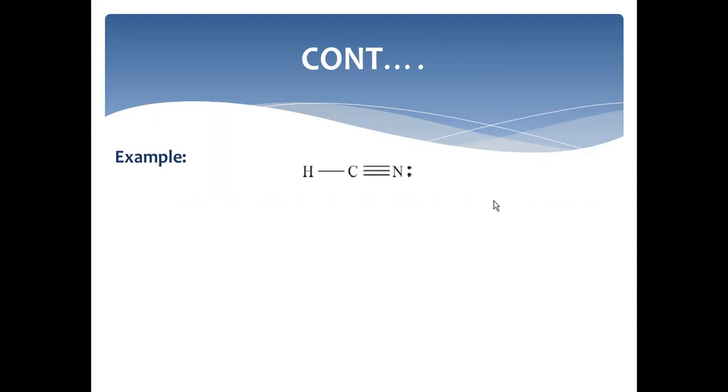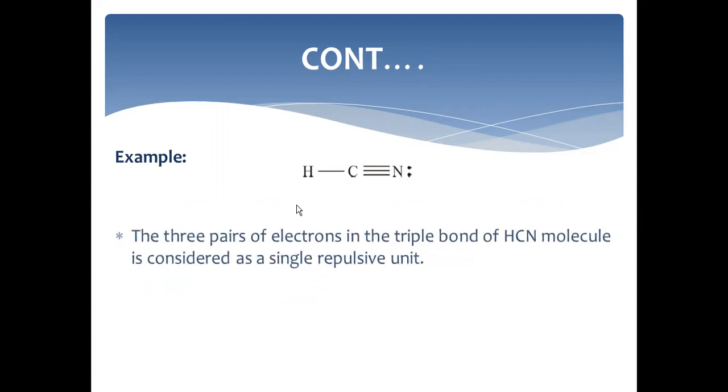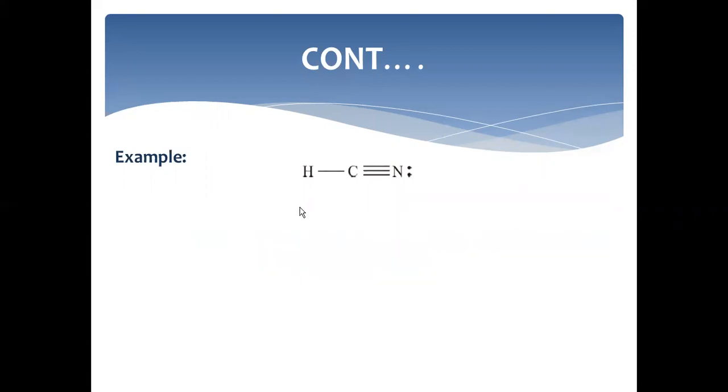Take this HCN. This is the molecular structure of HCN, the Lewis structure. You should be able to do it. So look here: the three pairs of electrons in the triple bond of HCN. Without going to the notes, let's find the repulsive units here. I am going to find the repulsive units around the carbon atom. What is the repulsive unit, or VSEPR unit, for carbon?